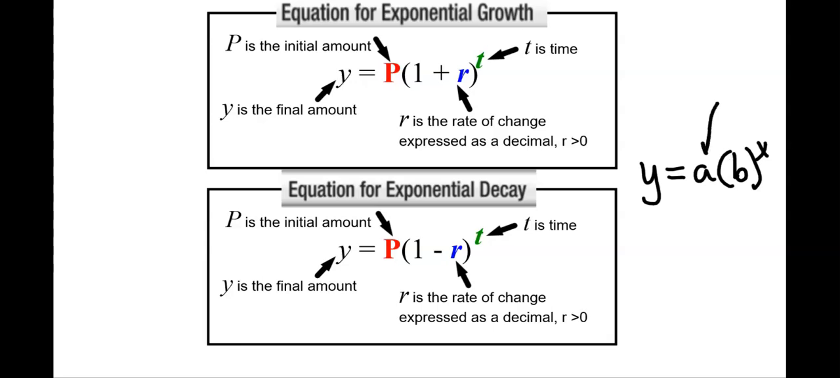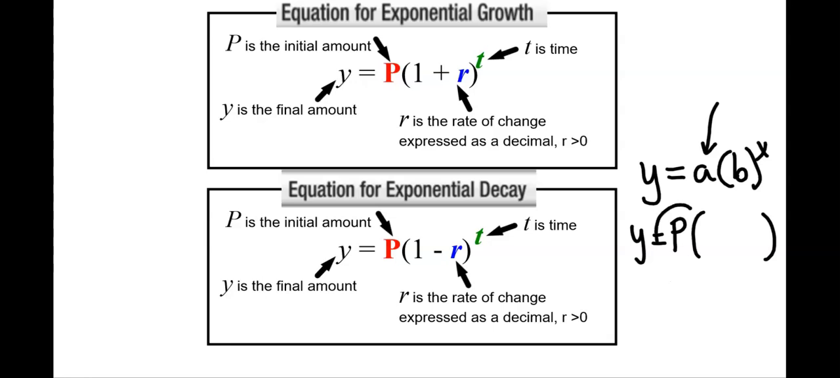But instead of calling the initial value A, we sometimes call the initial value capital P, mostly because we're talking about money or an initial population. And so P usually stands for the principal or the beginning amount. And the B, which is the base or the rate of growth or decay, generally is a percentage.